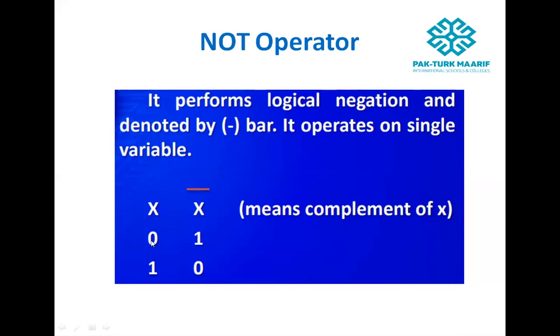Now, if the value is 0, the complement will be 1. If we apply the NOT operator, the result will be 1. If the value is 1, the complement will be 0. So these are the basic three operators of Boolean algebra. Number one is called AND, meaning multiplication. Second one is called OR, meaning plus, and third one is called NOT, meaning complement.